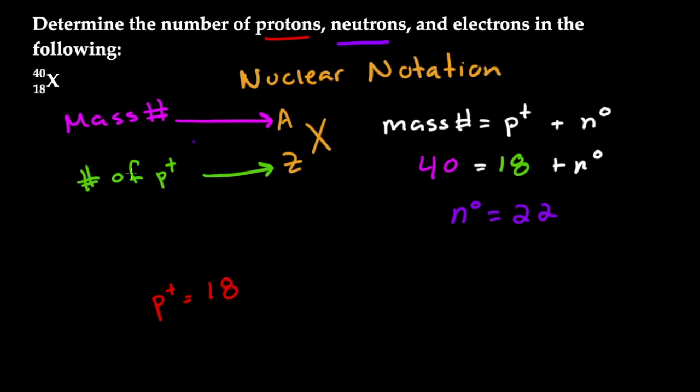Now we have to figure out the electrons. To do that, we look at the charge. There's no plus or minus charge here, nothing there, so it's neutral. If it's neutral, the number of protons and the number of electrons have to be equal to each other. So if we have 18 protons, the electrons are also equal to 18. And this is the number of protons, electrons, and neutrons for this question.